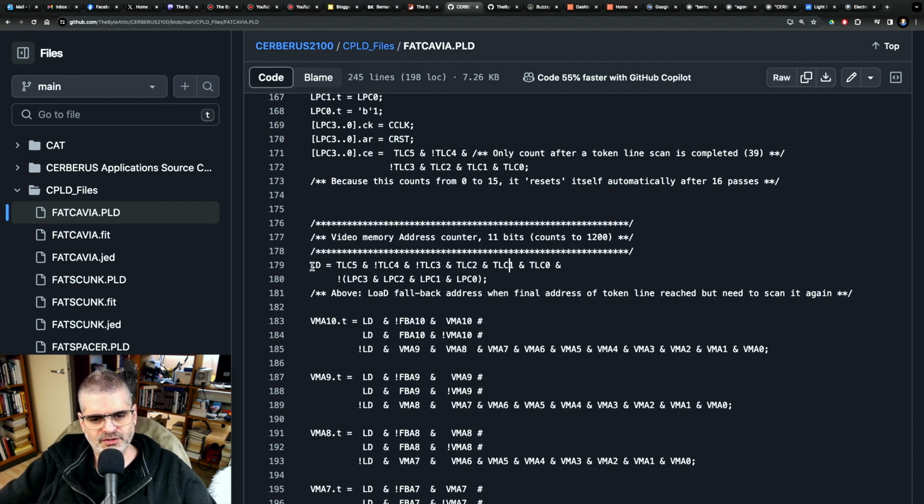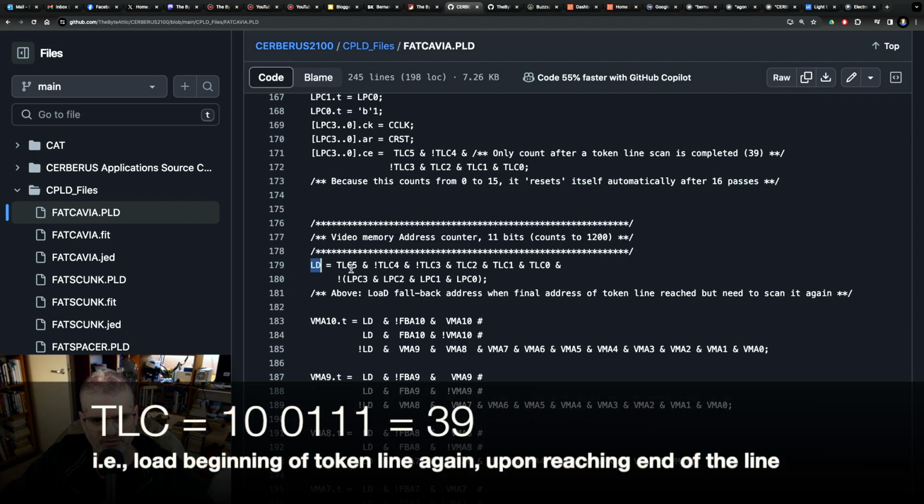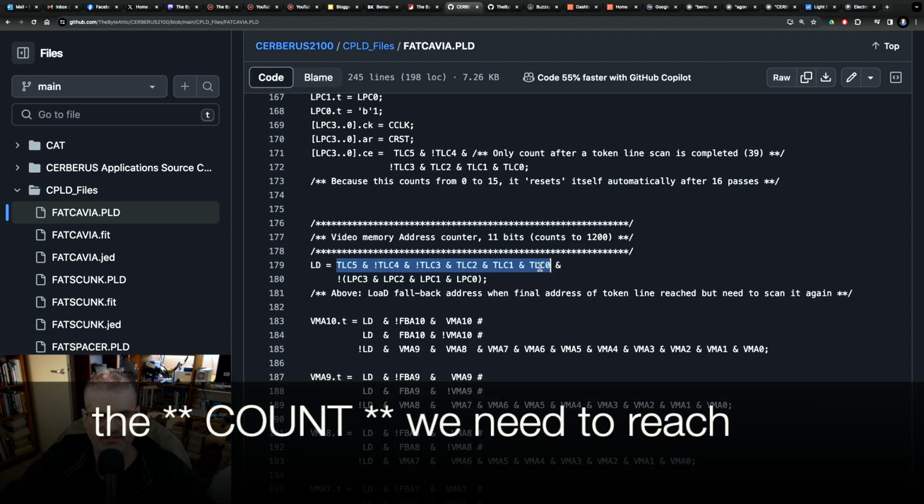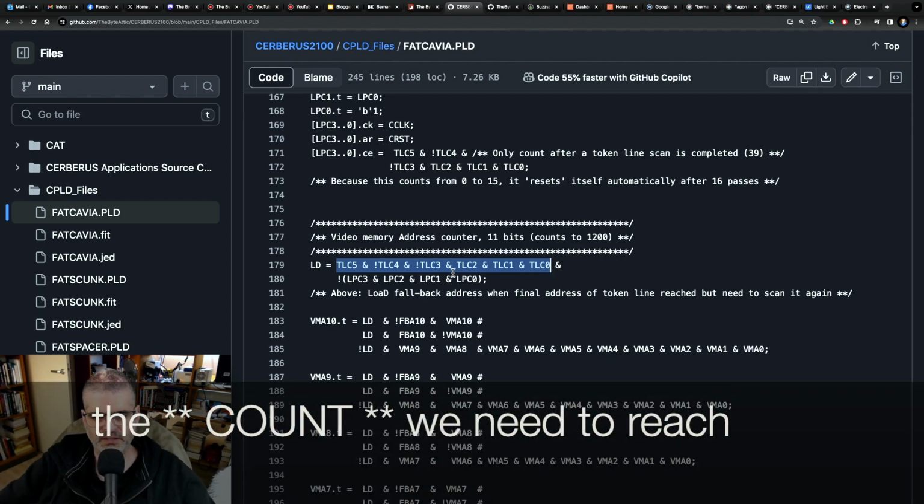Now we start with this term here, a load term, which basically checks if we have done all the 16 passes in a token line. In other words, when TLC5 and not TLC4 and not TLC3 and TLC2 and TLC1 and TLC0. So that's the address we need to reach. That will mark the end of the token line.